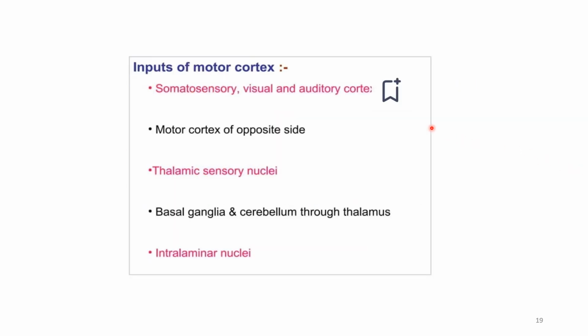The inputs of the motor cortex. What are the inputs to the motor cortex? They may be somatosensory, or visual and auditory from the cortex. So the inputs can come from the somatosensory cortex, visual and auditory cortex, or motor cortex of the opposite side, or thalamic sensory nuclei, from basal ganglia and cerebellum through thalamus, and from intralaminar nuclei of the thalamus. So they may be any input.